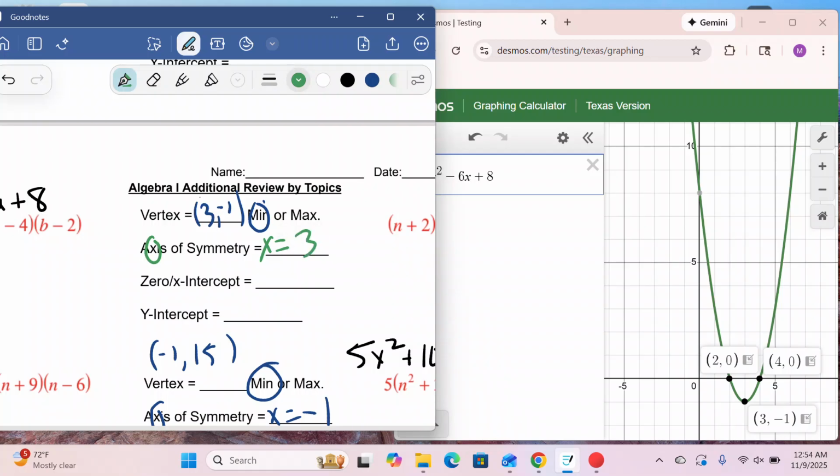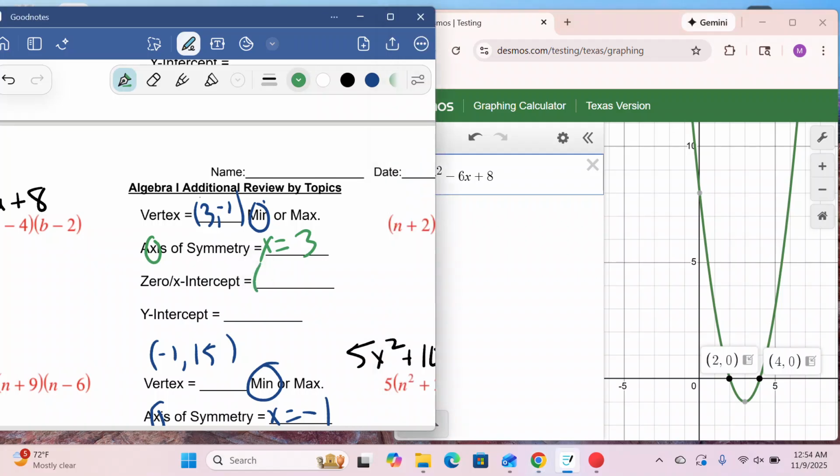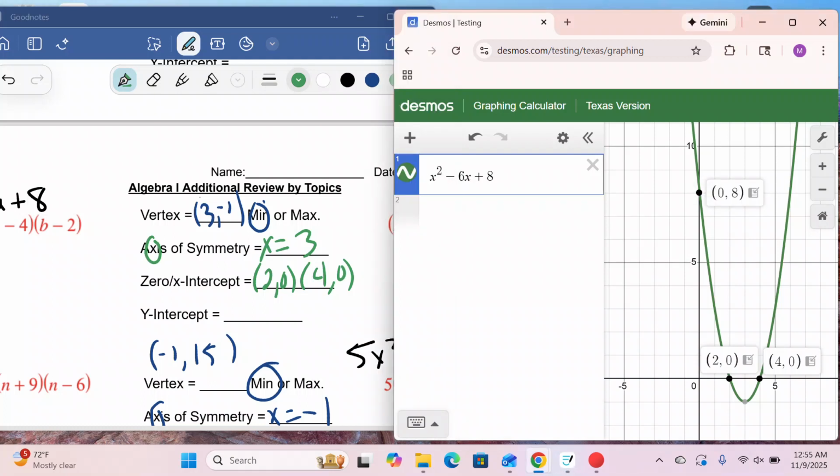I have my two zeros already on screen, so I'm going to get rid of my vertex, and my x-intercepts or my zeros are 2, 0 and 4, 0. Is it okay to write 2 and 4? If the question posed to you is, what are my two zeros, 2 and 4 is correct. You're fine with that as long as you know the difference. And how much work did it do? It just took me inputting it, and Desmos does all the heavy lifting for you. And then I'm going to get my y-intercept.